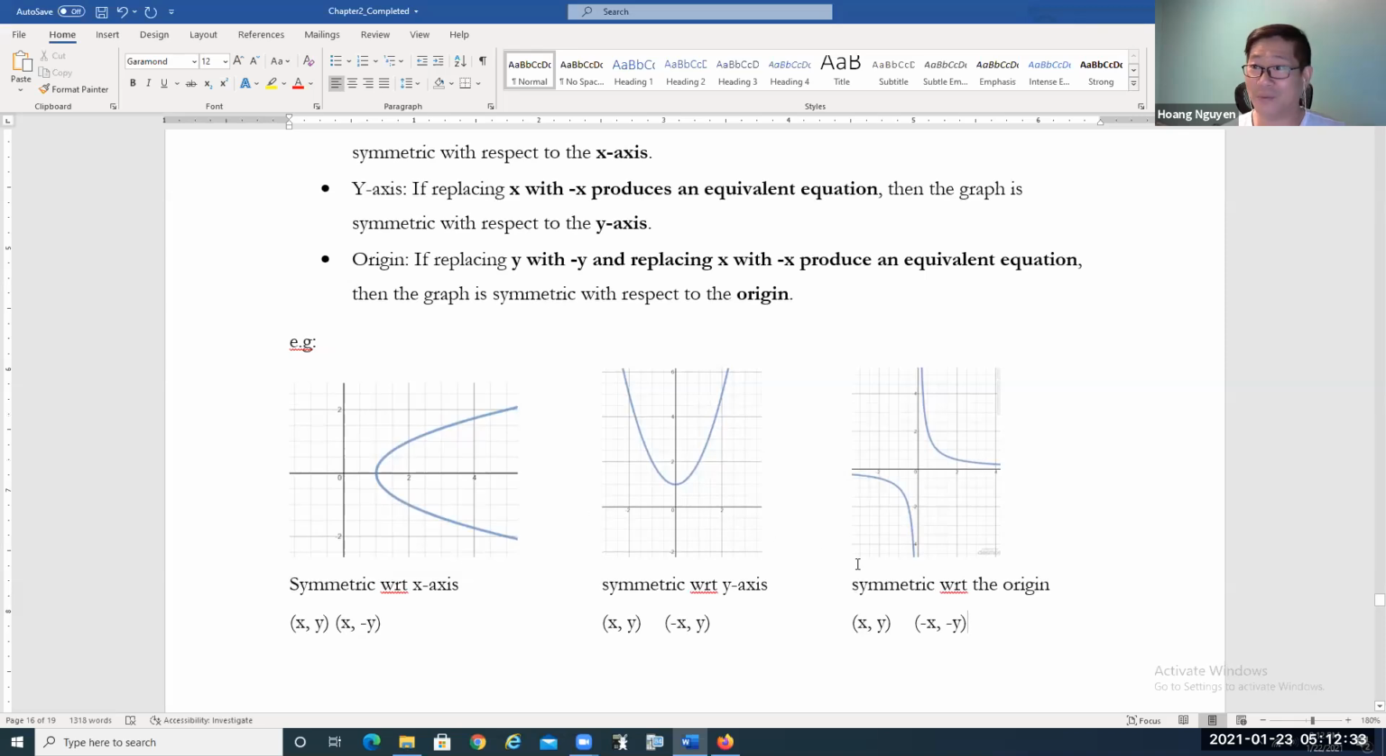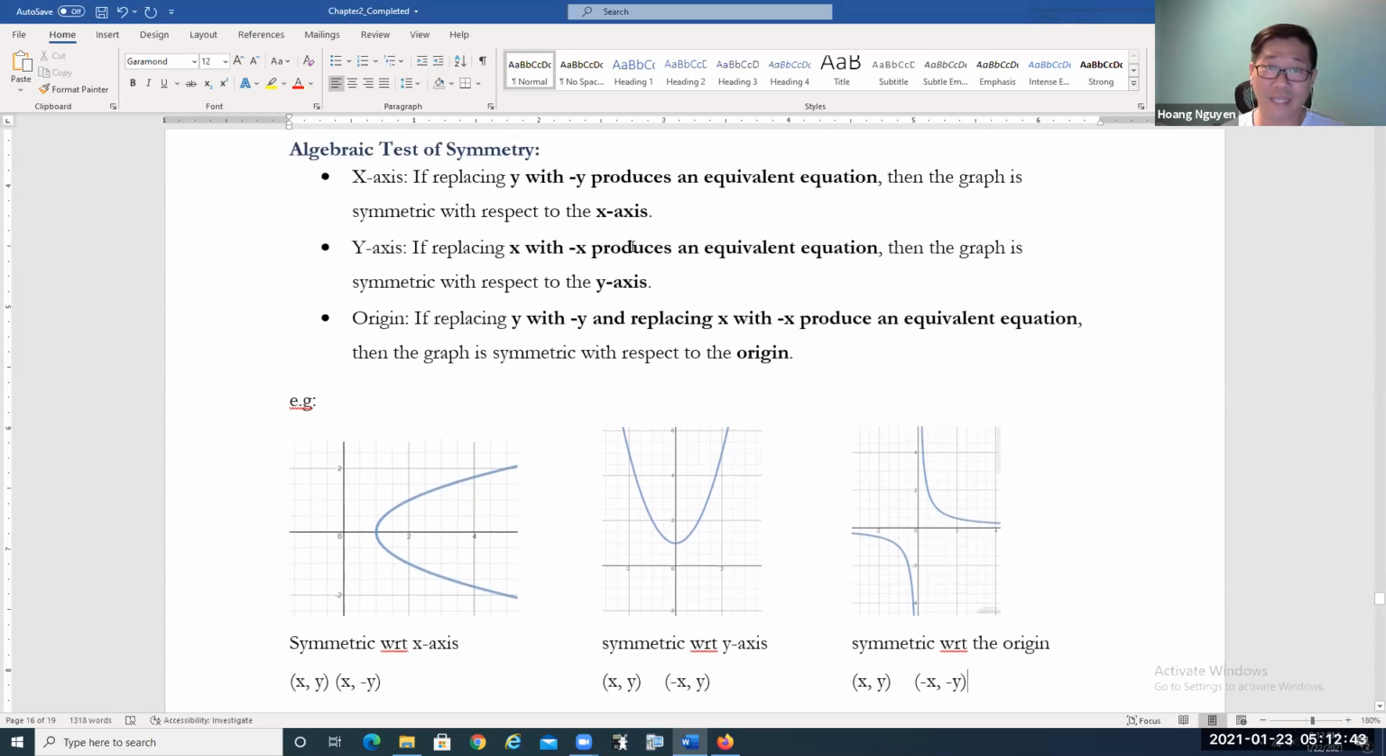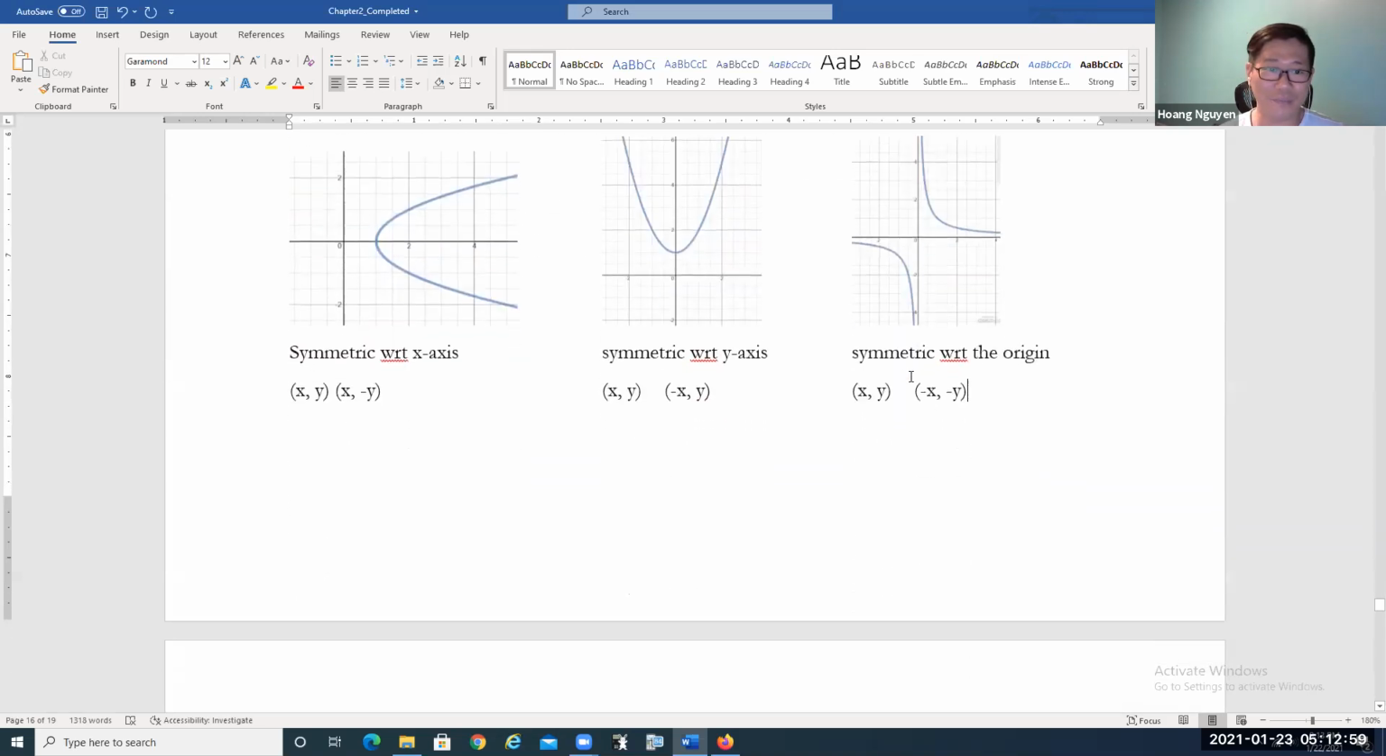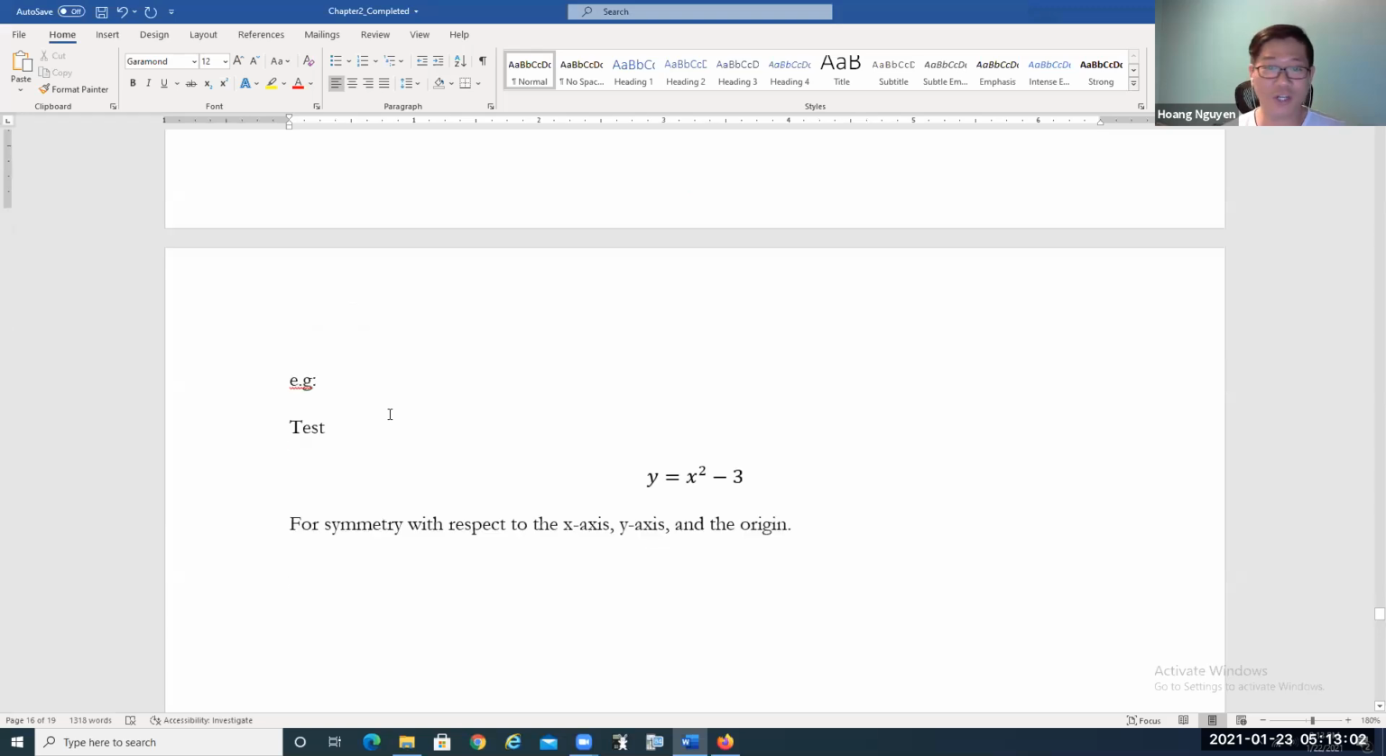So we have the ideas of symmetry so far, right? Symmetry with respect to x, y, and the origin. Now we're going to do some more practice questions based on the algebraic tests of symmetry. If you want to determine if an equation is symmetric with respect to x, y, or the origin, we're going to base it on the three symmetries over here to determine what kind of symmetry we get. Okay. Let's take a look at the first question.